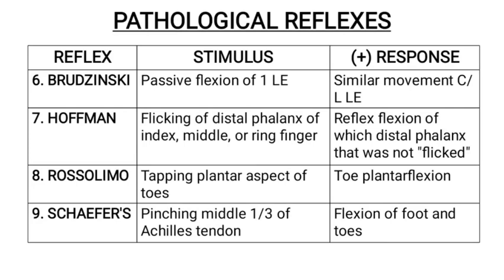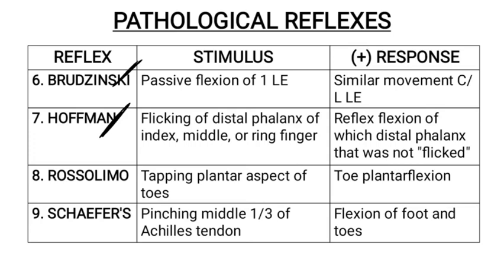Next, you have your Brudzinski's reflex. The stimulus is passive flexion of one lower extremity, and the response would be the same movement in the other lower extremity. Normally, when you flex one lower extremity, the other one should not move in the same way. But in the case of Brudzinski's, with passive flexion of one lower extremity, the same movement occurs with the other leg as well. So usually this is a determinant of the pathology called meningitis, which is an inflammation of the meninges of your brain and spinal cord.